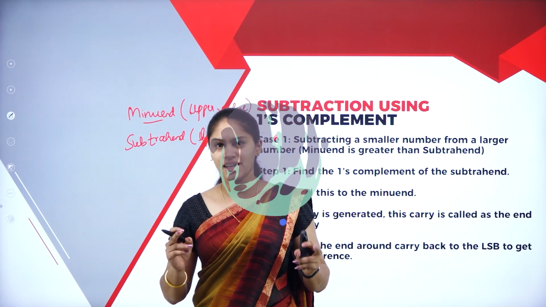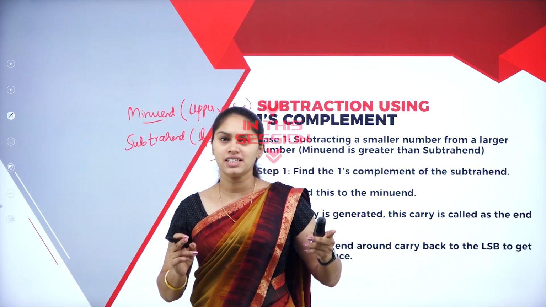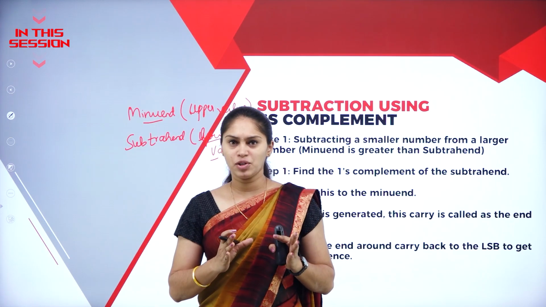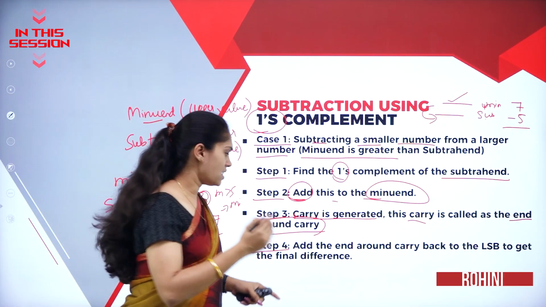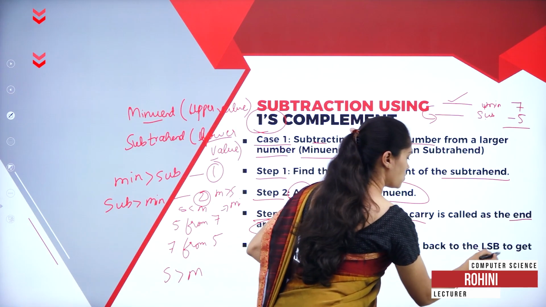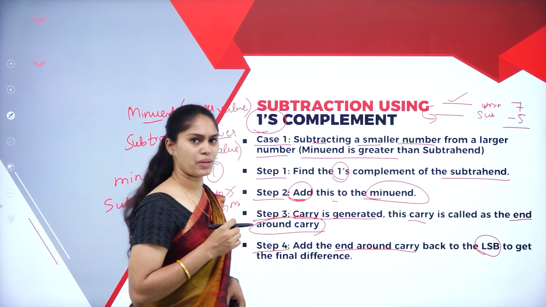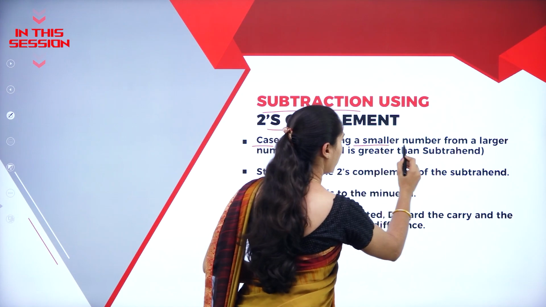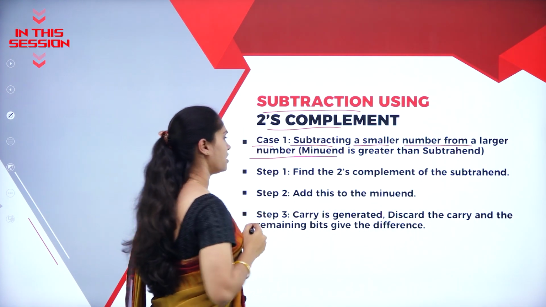When we are subtracting the lowest value from the highest value, there will be two cases. We have to add this end-around carry back to the LSB, that is, the least significant bit, when subtracting a smaller number from the larger number.